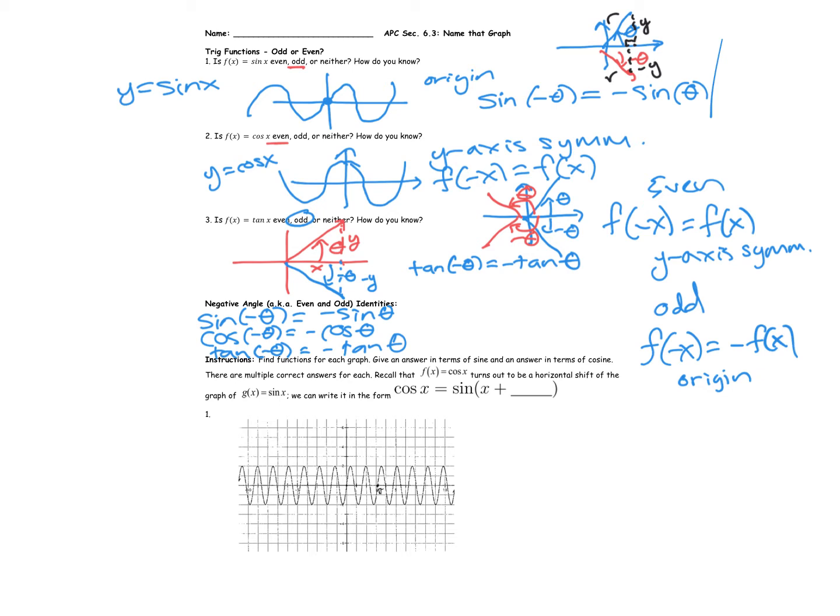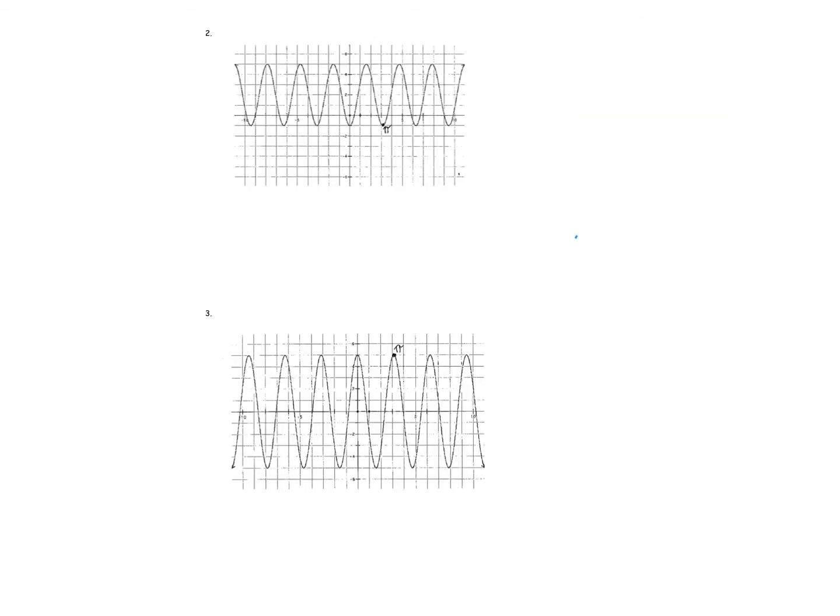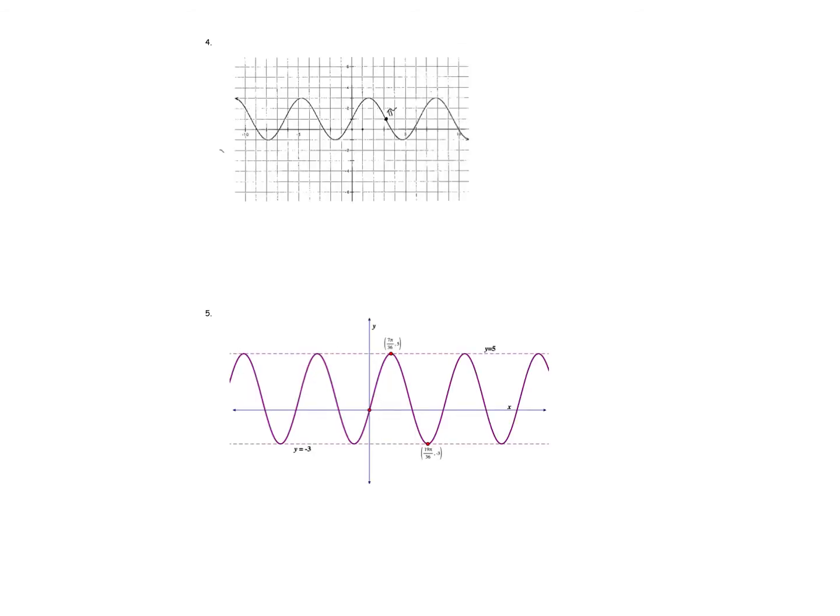Okay, so now I want to get to looking at a graph and finding an equation that describes that graph, both in terms of sine and cosine. So let's skip ahead, I want to do one of the more meaty ones. Let's look at number 5. All right, here we go.